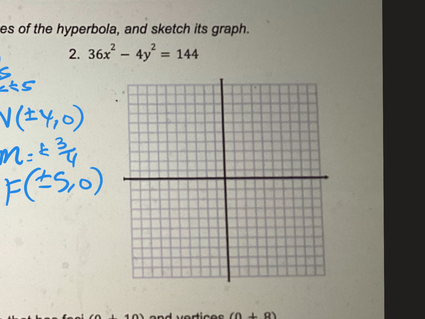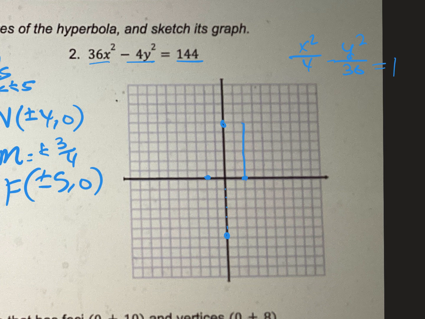144 first. So if I divide every term by 144, 36 goes into 144 4 times, imagine that. Y squared, the 4 goes into 144 36 times, which equals 1. Because the x is first, even though it's smaller, it's still the major. So I'm going to go 2 on the left, 2 on the right. I'm going up 6, 1, 2, 3, 4, 5, 6, and down 6.